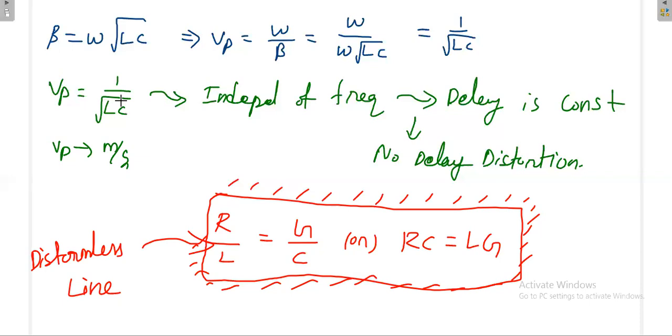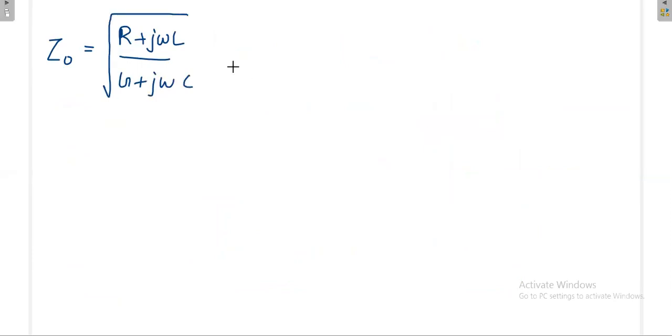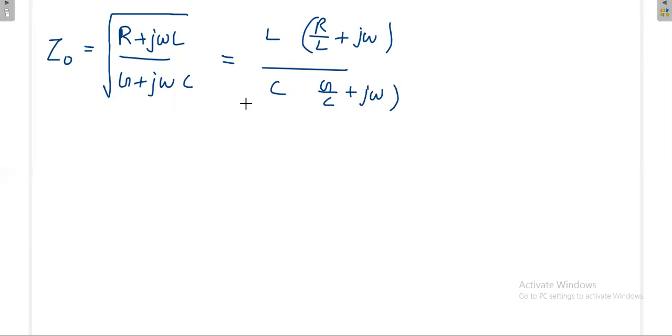Now what happens to the other parameters? We know how to calculate the intrinsic impedance of the line. This is the intrinsic impedance of a general line. It may be lossy or lossless, with distortion or without distortion, but this is the intrinsic impedance of the general line. From this, you take L outside, and this can be written as R by L plus j omega. If we take C outside, this can be written as G by C plus j omega, then overall square root.